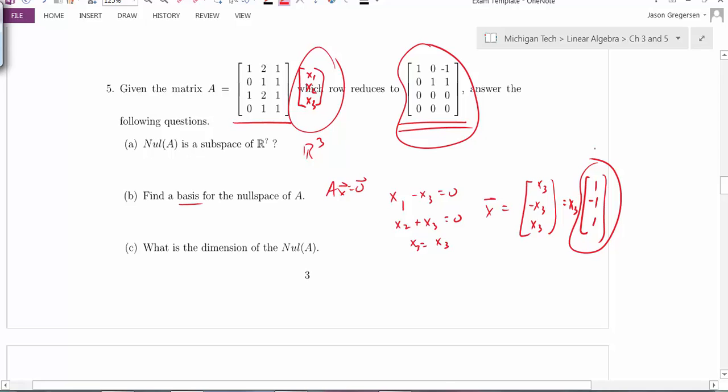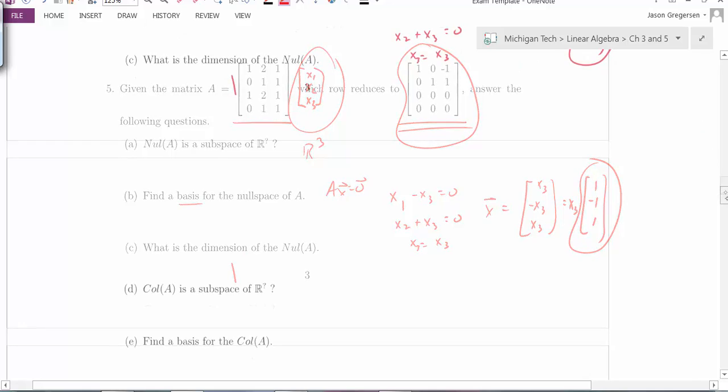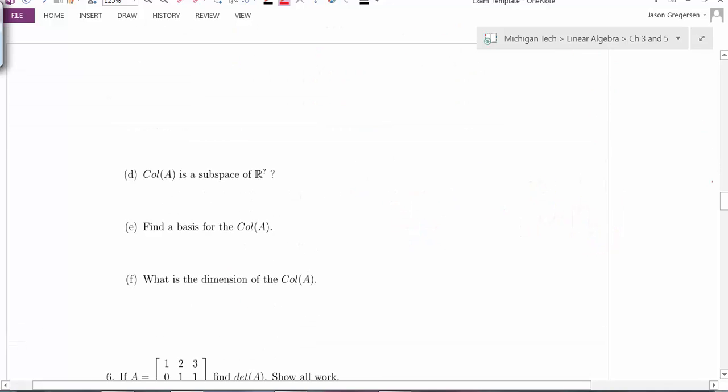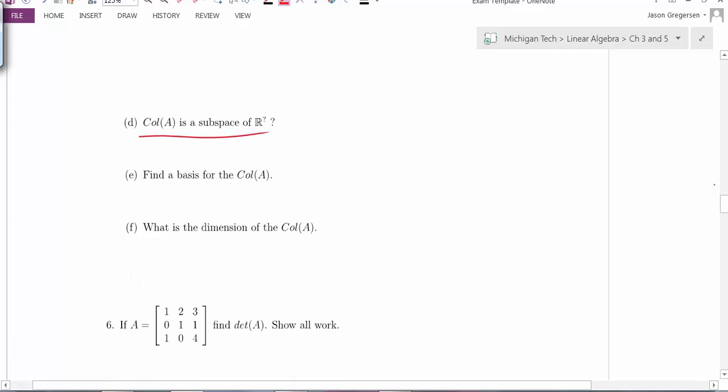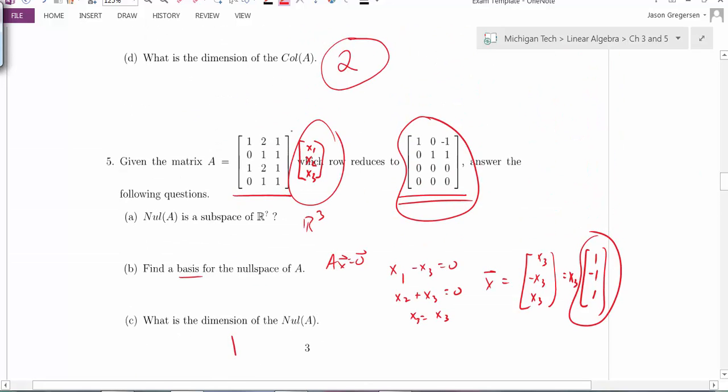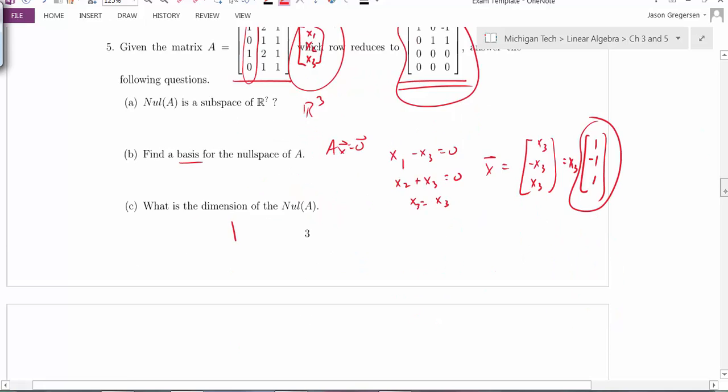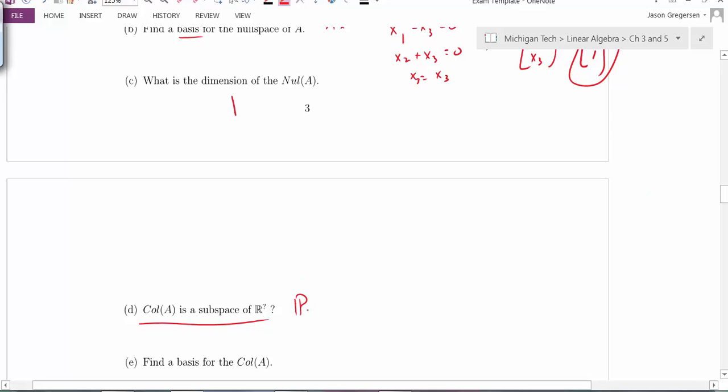Part C says, what is the dimension of the null space? Well, since our basis has only one vector, our dimension is 1. Now we continue on. It says the column space is a subspace of R what? Well, the column space is a set of a linear combination of the columns of A. It's all of the b's in the equation Ax equals b. It's all the possible outputs. But if each of the columns in A has 4 components, so each one of these columns is an element of R4, and we take a linear combination of them, we'll still get vectors that are in R4. So the column space is a subspace of R4.